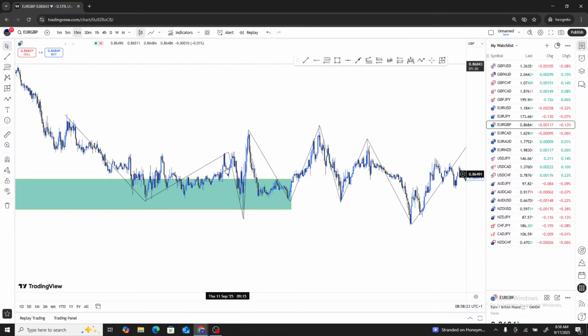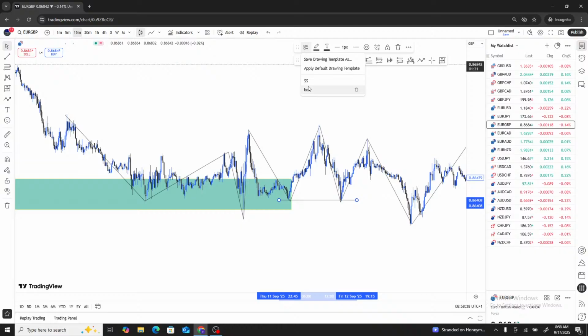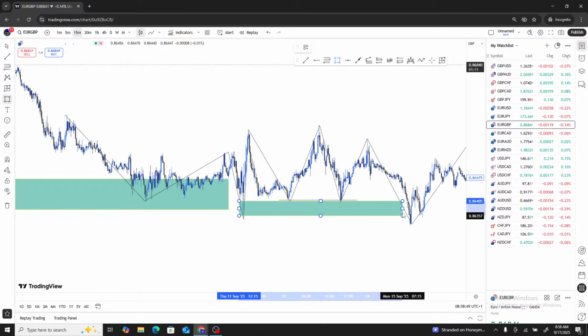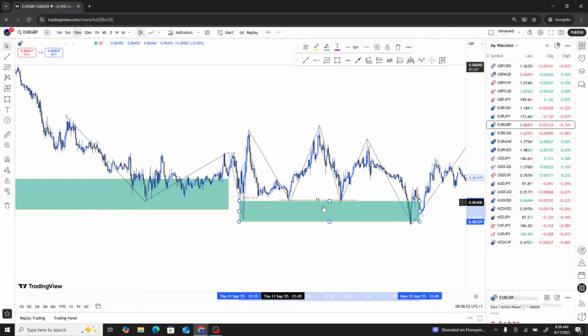Look at the liquidity. This is liquidity sitting close to the order block. This is liquidity. Let me make this clear. Can you see a hidden order block from here to here? You see? Price took away the liquidity, tapped in properly, and kept on pushing to the upside.